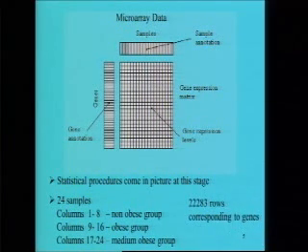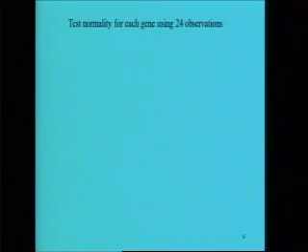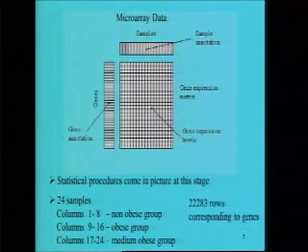How many rows do we have? 22,283 rows corresponding to the genes. And the aim is of course to identify the genes, out of these thousands of genes, which have different profiles under these 3 setups. Okay. So again, what we do is we try to implement appropriate inference procedures to identify the genes which have different profiles.